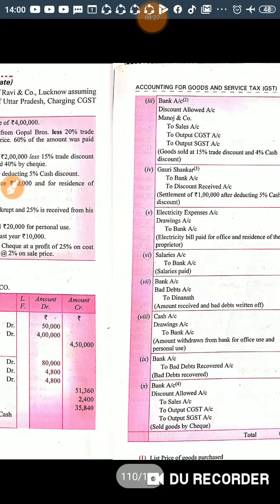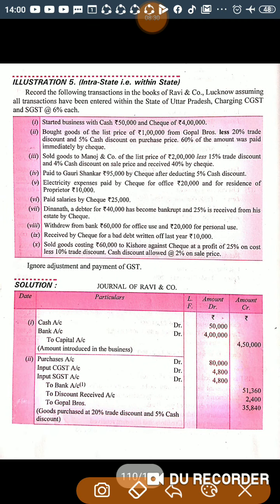So the compound journal entry will be: purchase account debited with 80,000. Input CGST 4,800. Input SGST 4,800. To bank, the amount paid through check, 51,360, and discount received 2,400. To Gopal Brothers, 35,800. This is the compound entry, and we will write the narration: goods purchased at 20% trade discount and 5% cash discount, 60% of the amount paid immediately.